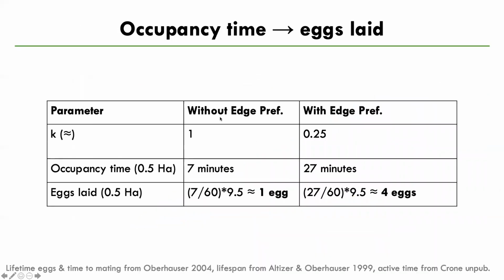What we see is, without edge preference versus with edge preference, our k-value without edge preference is 1, and our k-value with edge preference is 0.25. That's the ratio I was telling you about earlier, and it's approximately equal to 0.25. Without edge preference, in that half-hectare patch, kind of the best patch that I've seen, we would have a 7-minute occupancy time predicted by the model. With edge preferences, we have a 27-minute occupancy time. And that translates, using our rough calculation, to quadrupling the number of eggs. So without edge preferences, we would expect 1 egg to be laid in the patch, and with edge preferences, we would expect 4 eggs to be laid in the patch. So a pretty substantial increase.